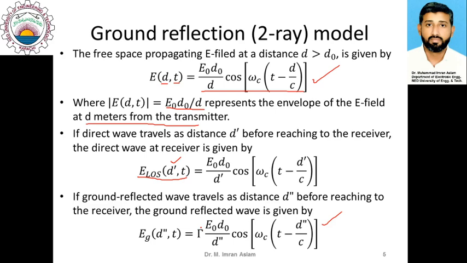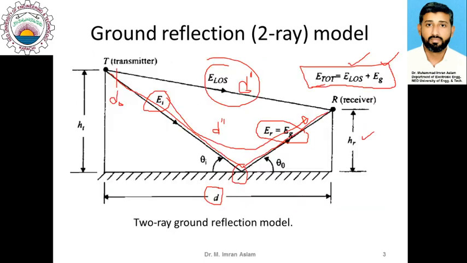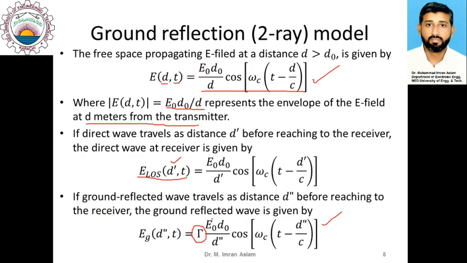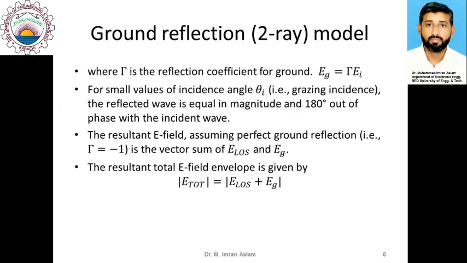One important thing you should note is that we have added a component here, gamma. This gamma is due to the ground reflection. It is the reflection coefficient at the ground point. This gamma appears because of the reflection that you get from the ground. So the reflected wave Eg is gamma times Ei, which is the incident wave.